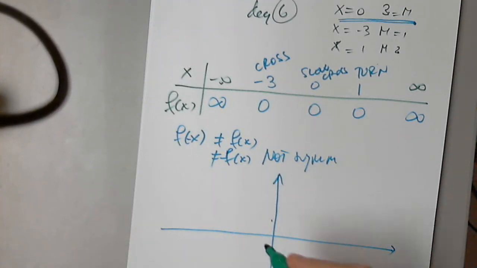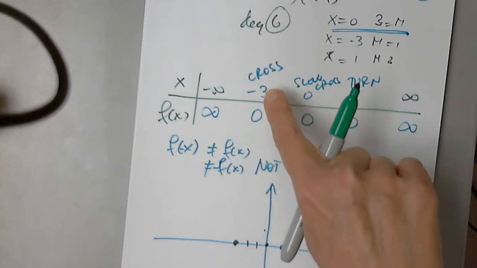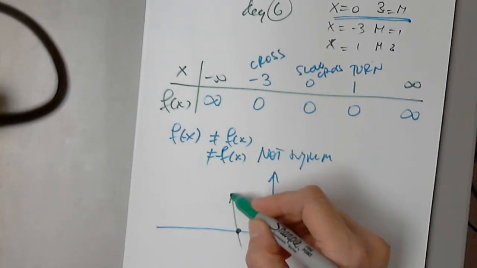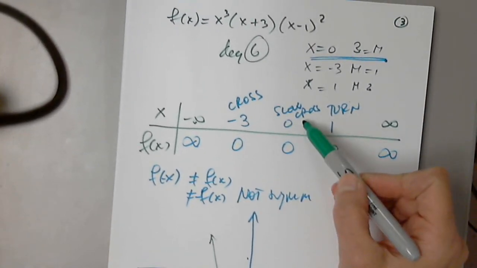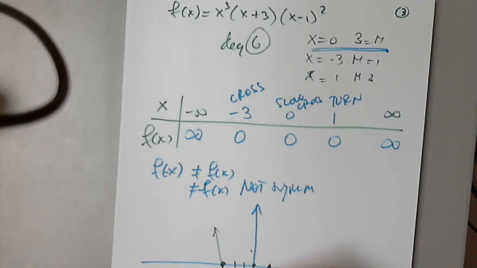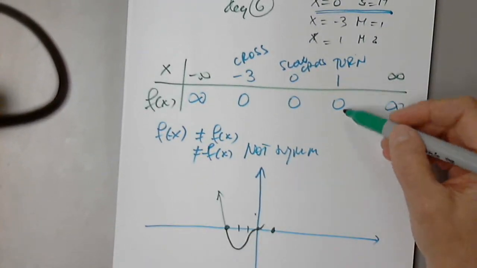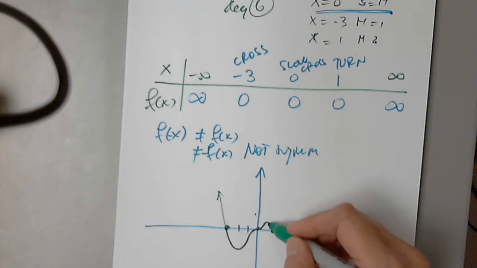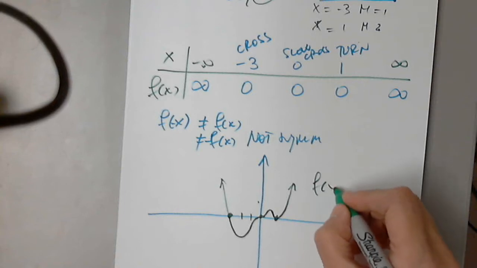So we have negative 3, we have 0, and we have 1. It's coming from positive infinity, and it crosses straight at negative 3. But it has to turn because it has to cross again, a slow cross at 0, 0. So it turns and crosses slowly at 0, 0. It has to come to a maximum because it comes back and turns again at 1. So it has to have a maximum, turning again at 1, and going to infinity. And this is our f of x.